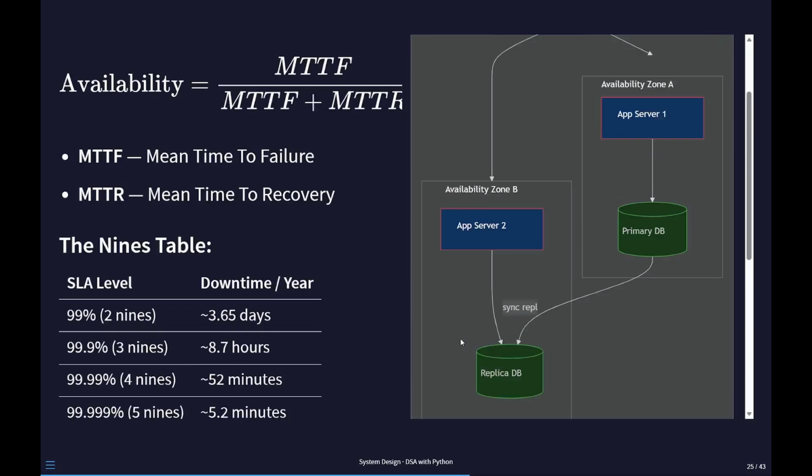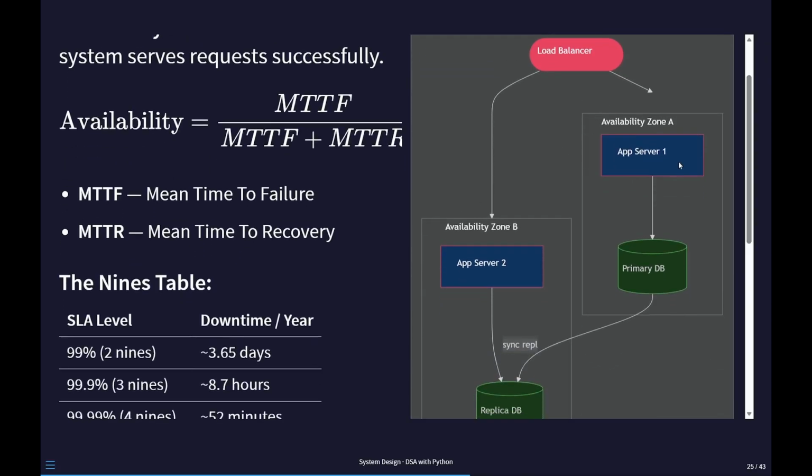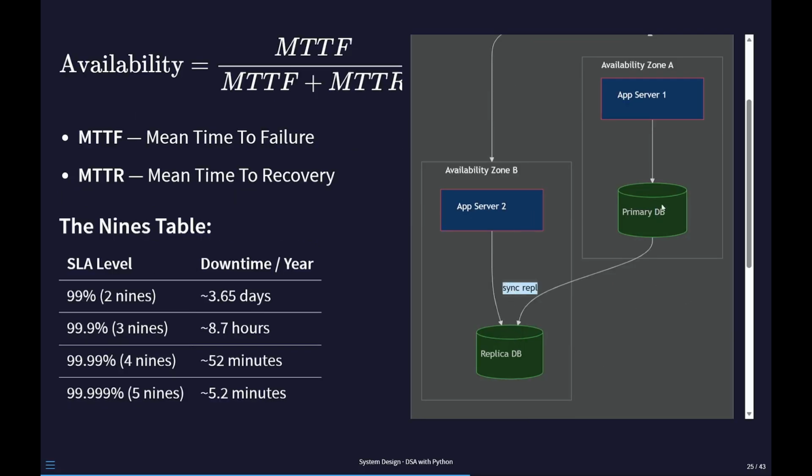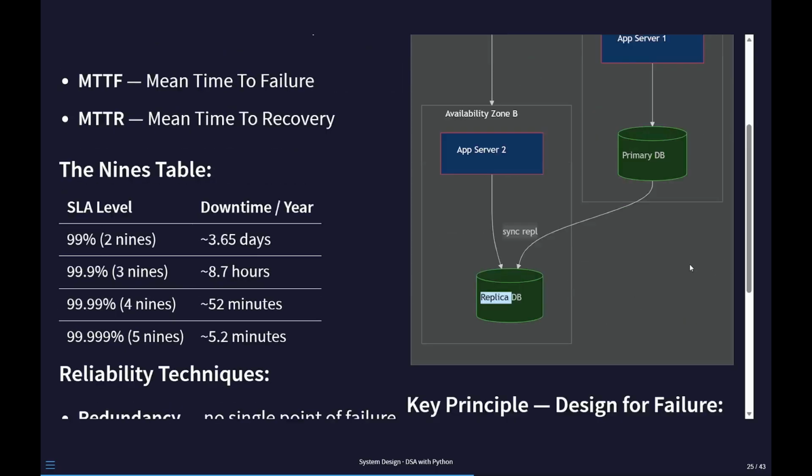The diagram shows a multi-AZ deployment, 2 separate availability zones, each with its own application server and database. A load balancer routes traffic to both zones. The primary database in AZ A replicates synchronously to the replica in AZ B. If the entire AZ A fails, AZ B can take over with minimal downtime.